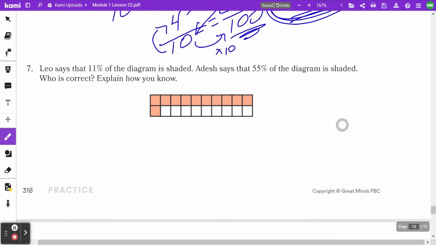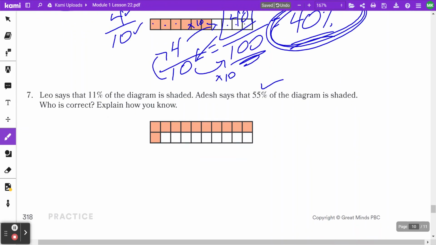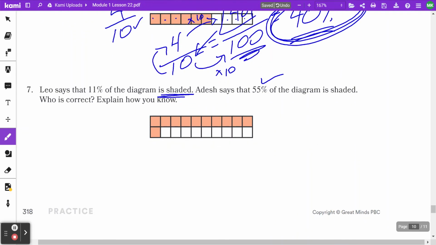All right. Last one. Leo says that 11% of the diagram is shaded. And Desh says that 55% of the diagram is shaded. Okay, so we're looking at shaded here. Well, let's start playing around here. It looks like we're out of 20. Right, and I have 1, 2, 3, 4, 5, 6, 7, 8, 9, 10, 11. So 11 out of 20. Okay, well, he's saying it's 11%, but I doubt it because that's out of 20. It's 11 out of 20.